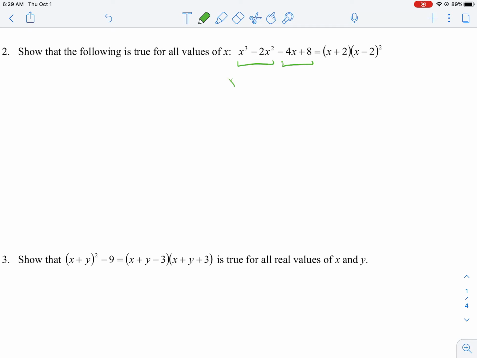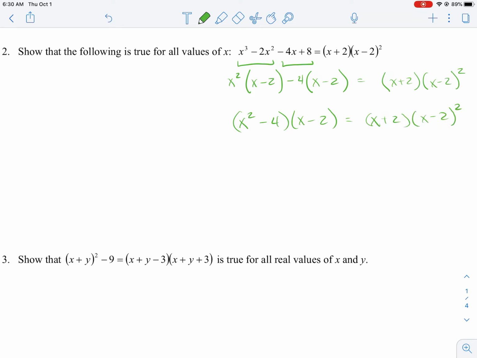I'm going to factor by grouping on this left side here. So I see 4 terms, so I'm going to take out an x squared. What do I have left? x minus 2. I'm going to take out a negative 4 in this piece here, and again I'm left with an x minus 2. So I'll equal x plus 2, x minus 2 squared. Let's isolate this thing right here: x minus 4, x minus 2 is equal to x plus 2, x minus 2 squared.